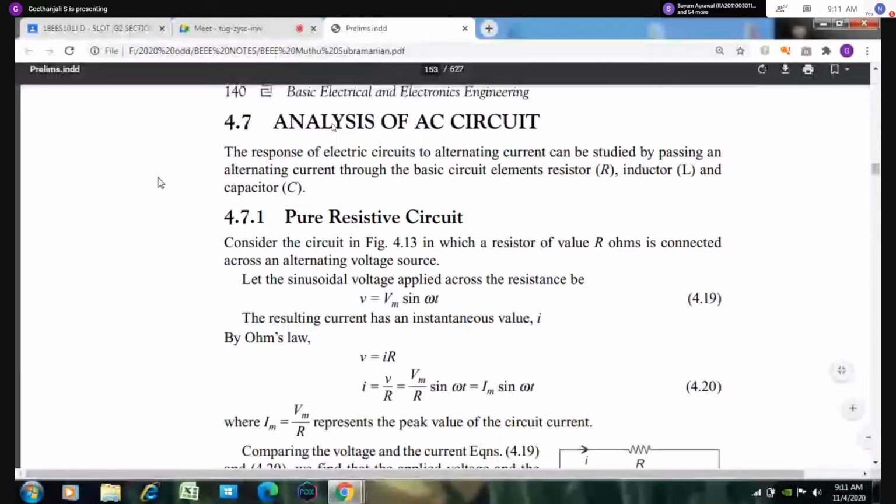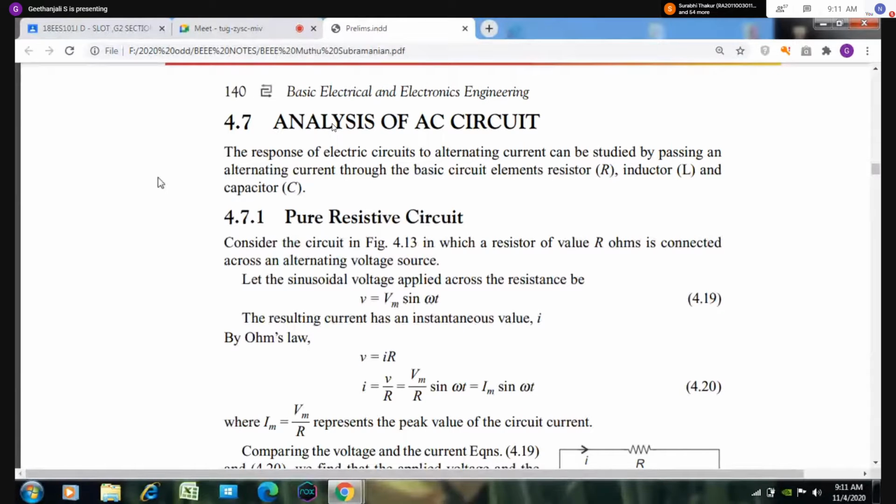First, we will discuss the pure R circuit, pure L circuit, and pure C circuit. Pure in the sense that R alone is connected with the AC supply, which is called a pure R circuit. So by the time, what are the changes?